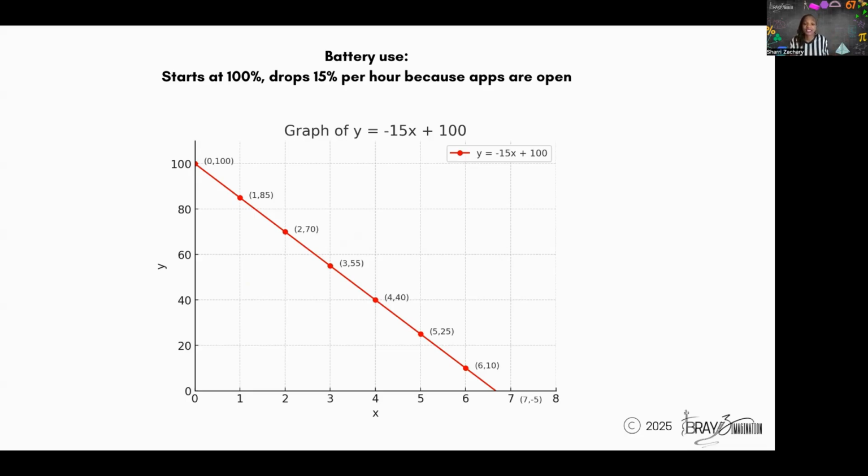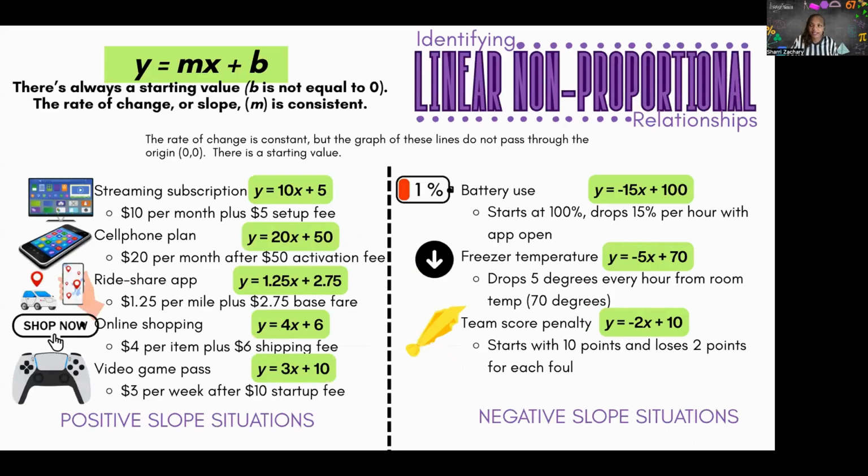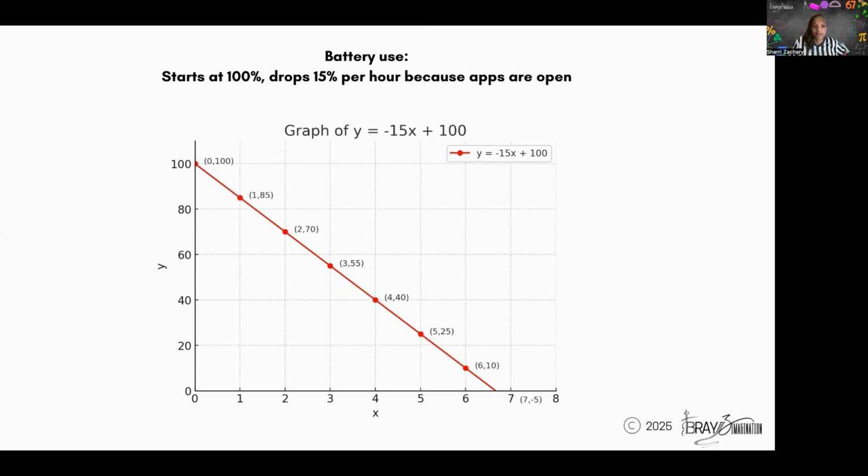So let's look at the example of the battery. I had that on this slide here, okay, for battery use. So the equation for that was y equals negative 15x plus 100. So this is what the graph of that line will look like. The x-axis represents the time in hours. The y-axis represents the battery life. If I extended this line to see what happens at 9 hours, I see that my line will be in quadrant 4 with a negative value.